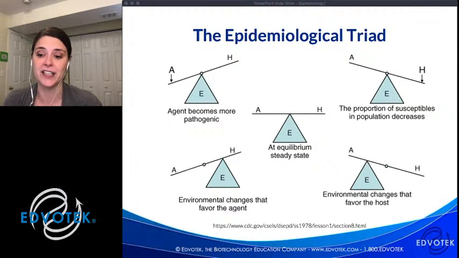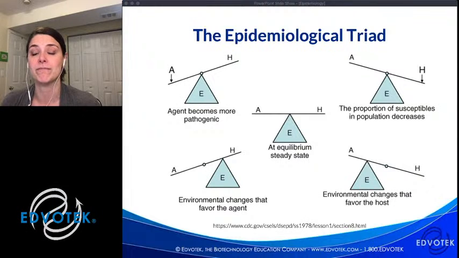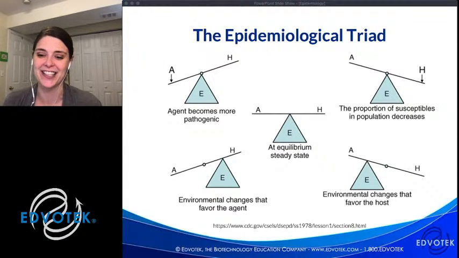And so, we can also tip it in the favor of the host. So with a vaccine, the number of hosts that are able to be infected by the pathogen decrease. And that would result in fewer people being infected. And furthermore, the environment can change. For example, we see cough and cold more often in the fall and winter when we move indoors. And so to best control the spread of disease, all 3 of these factors must be considered.